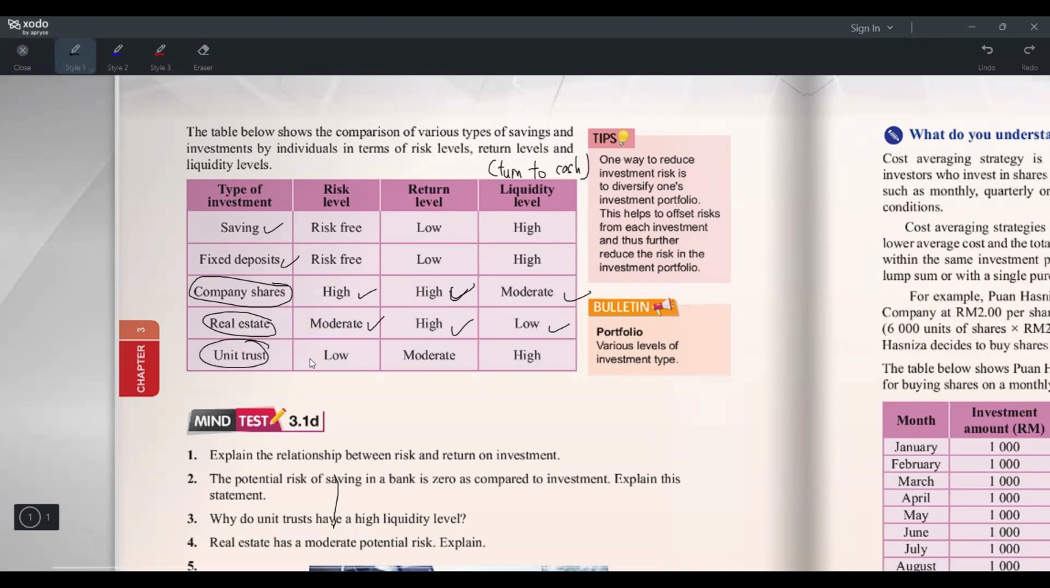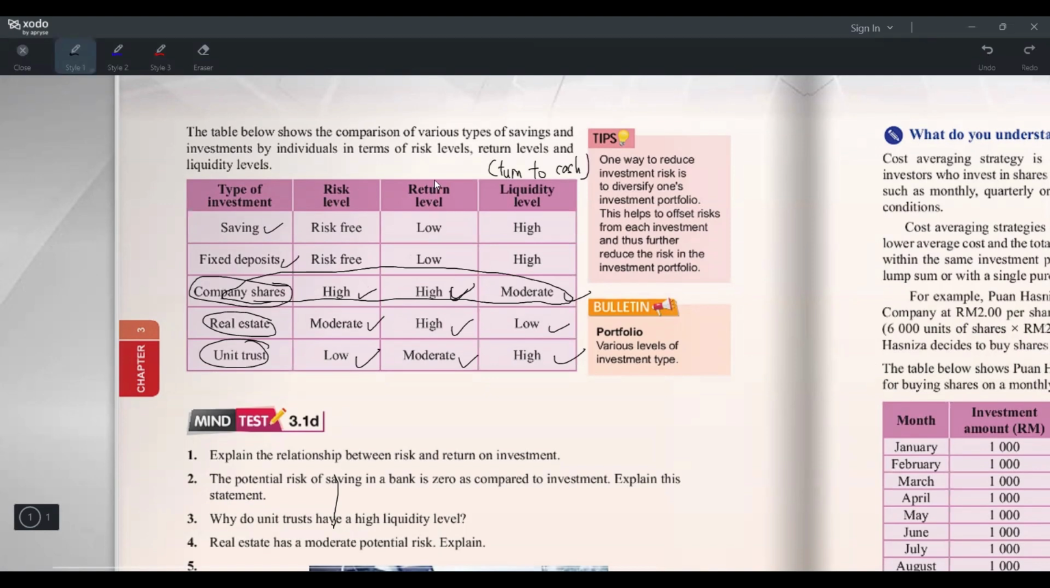What about unit trust? Unit trust will have a low risk level, very low, and the return level is moderate, and the liquidity level is high. But for this question, you only focus on the shares, because they ask for company shares, right? So the risk level is high.